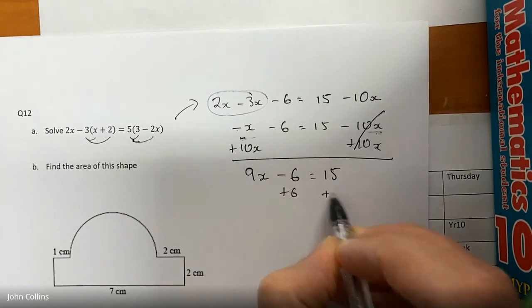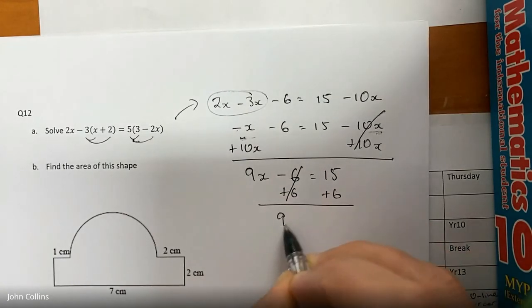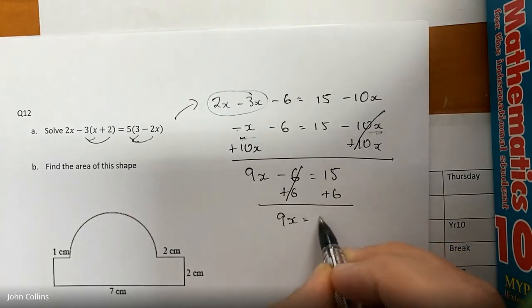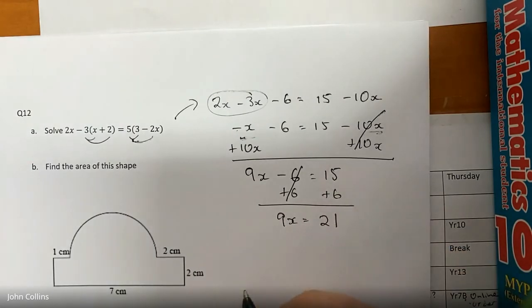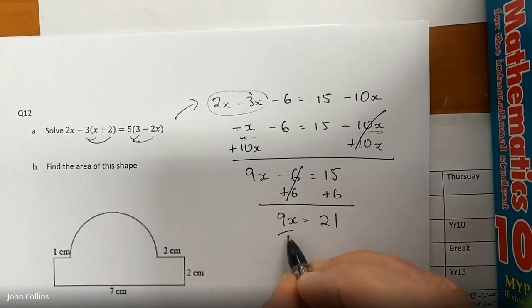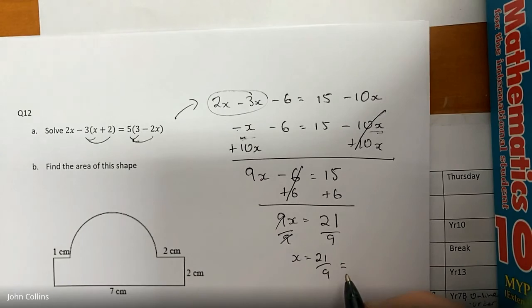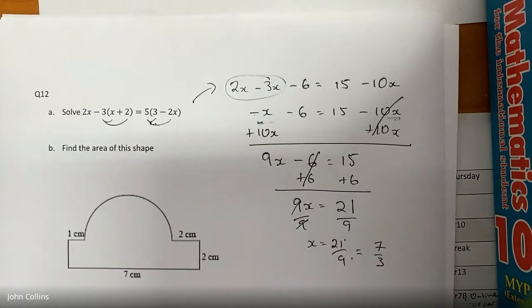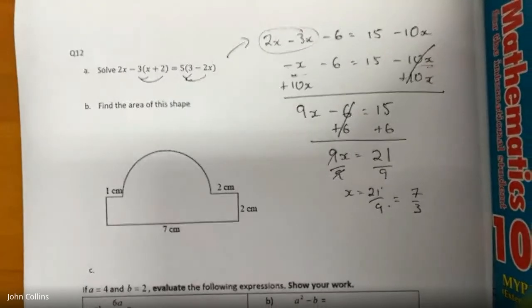Add 6 to both sides to get rid of this 6. So I've got 9x is equal to 15 plus 6, which is 21. Then divide both sides by 9. x is 21/9, which simplifies, if you divide both top and bottom by 3, to 7/3. And you're correct, Keel, Jasmine, Burgundy, Vanessa. Did anyone else get that? I think that is the right answer. Very good.